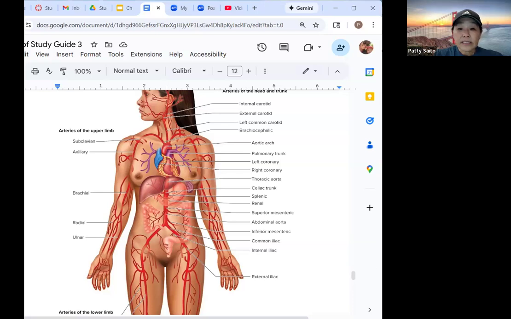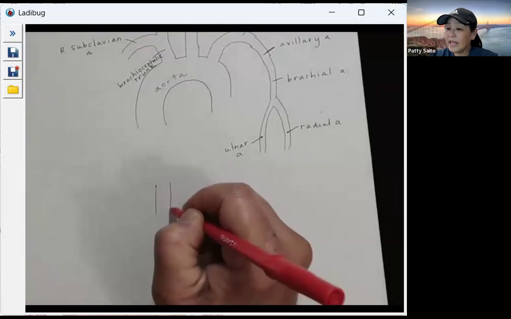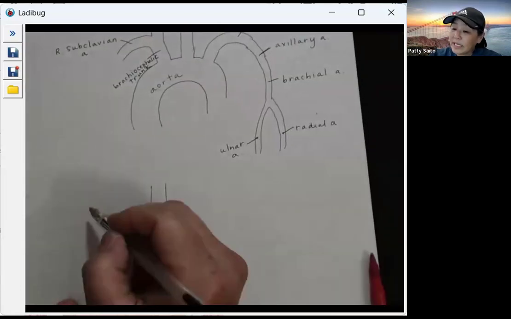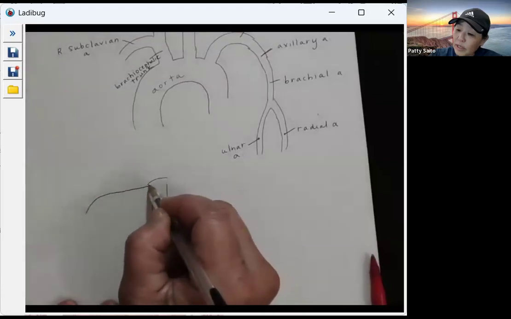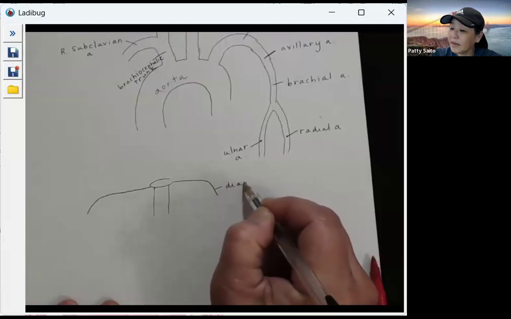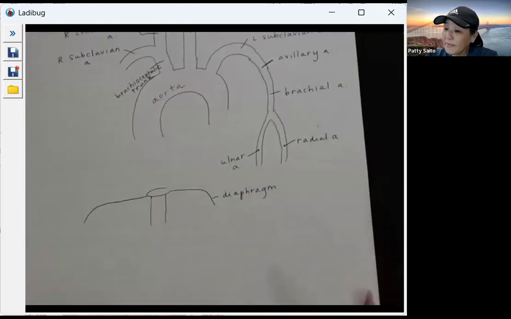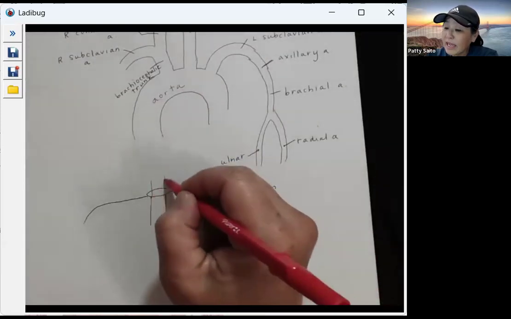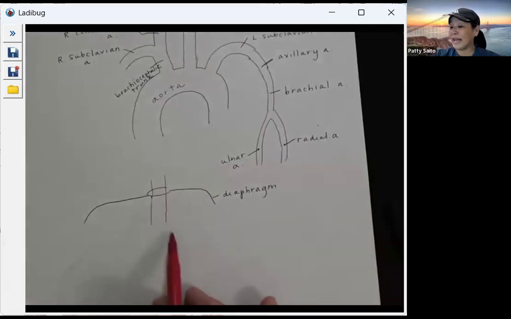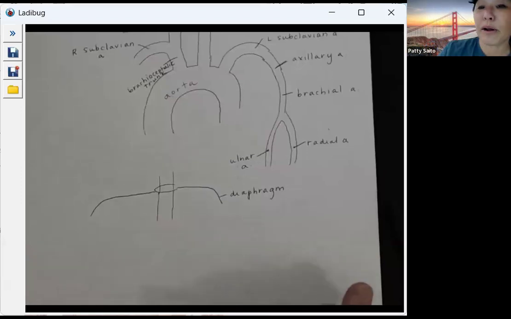Okay, let's go ahead and go back here. So we're going to follow the aorta. The aorta is going to come down like this. And remember, we have the diaphragm here, and there's a hole in it through which the aorta passes. Okay, so this is the diaphragm. There is a G in diaphragm. All right, and so that's how the aorta passes into the abdomen. So now we're in the abdomen. There are lots of branches off of there.